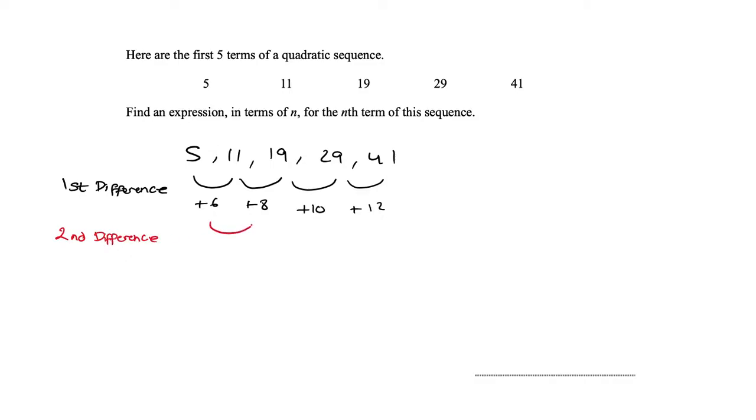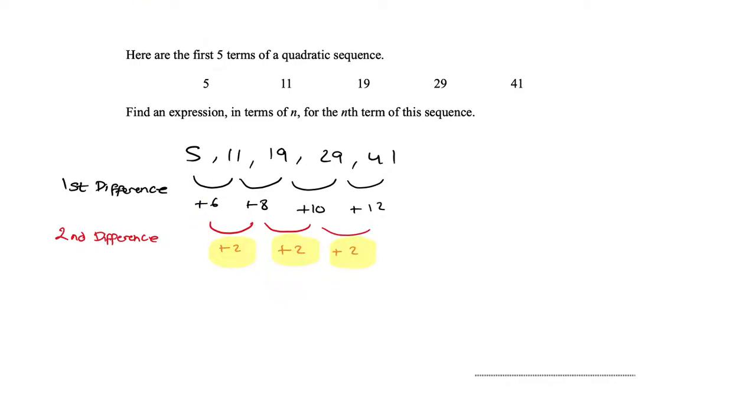So 6 to get to 8, you need to add 2. 8 to get to 10, you need to add 2. 10 to get to 12, you need to add 2. And the second difference must be the same. If it's the same, it's a quadratic expression. So we have plus 2, and plus 2.